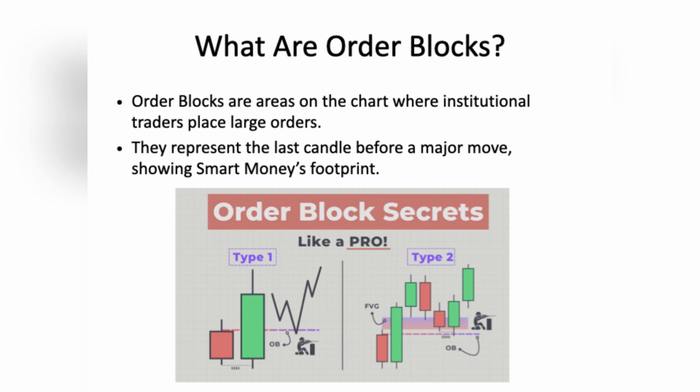What exactly is an order block? In simple terms, order blocks are areas on the chart where institutional traders have placed a large concentration of their orders. Think of them as the footprint of smart money. You can identify them as the last candle, or a small cluster of candles, right before a market makes a strong, impulsive move. That candle is like the starting block for a sprinter. It's where the big players position themselves before the race begins.